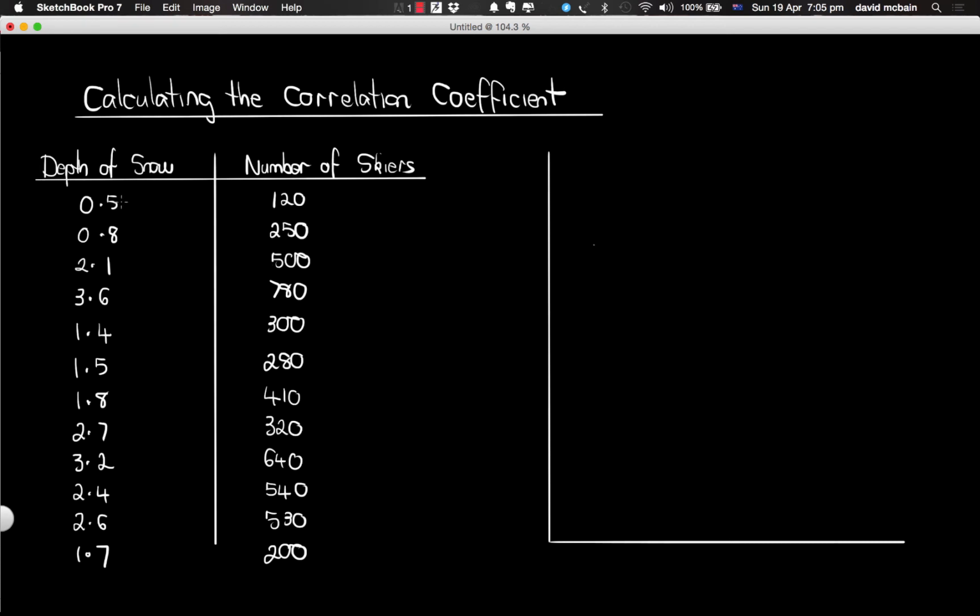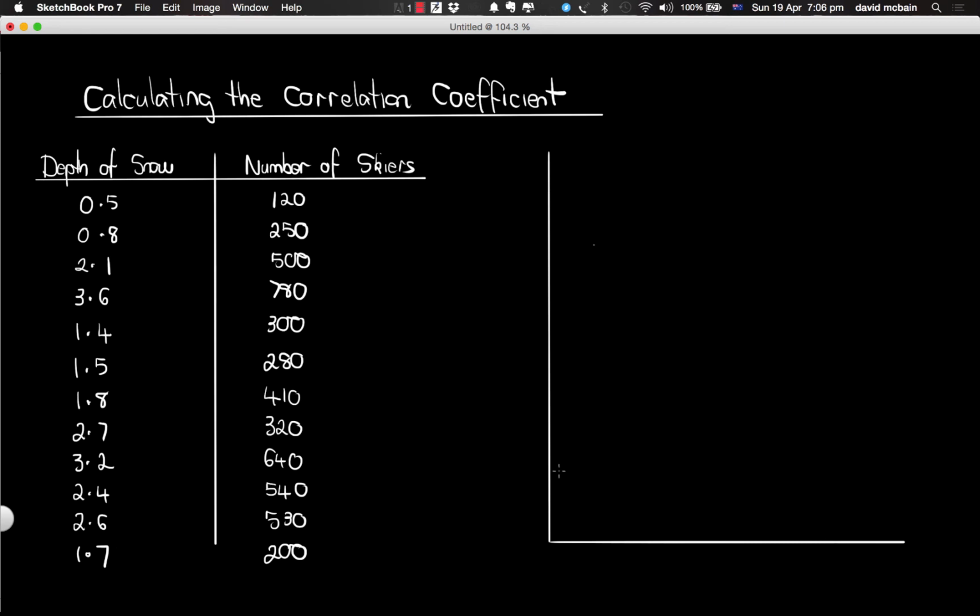And so these numbers here represent data over a number of years possibly. So this is telling us that on this particular occasion when the depth of snow was 0.5 metre, then in one given week 120 skiers stayed at that lodge. When the depth of snow was 0.8 metres, the number of skiers that booked were 250. And so this person wants to know if they can use this information to predict how many skiers are going to want to book into their lodge if we knew how much snow is going to fall in a given week.